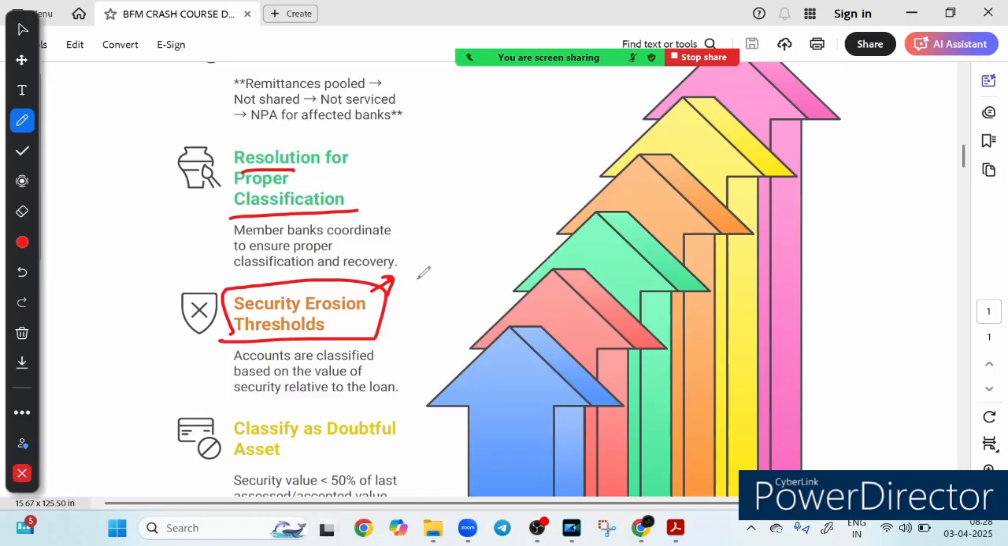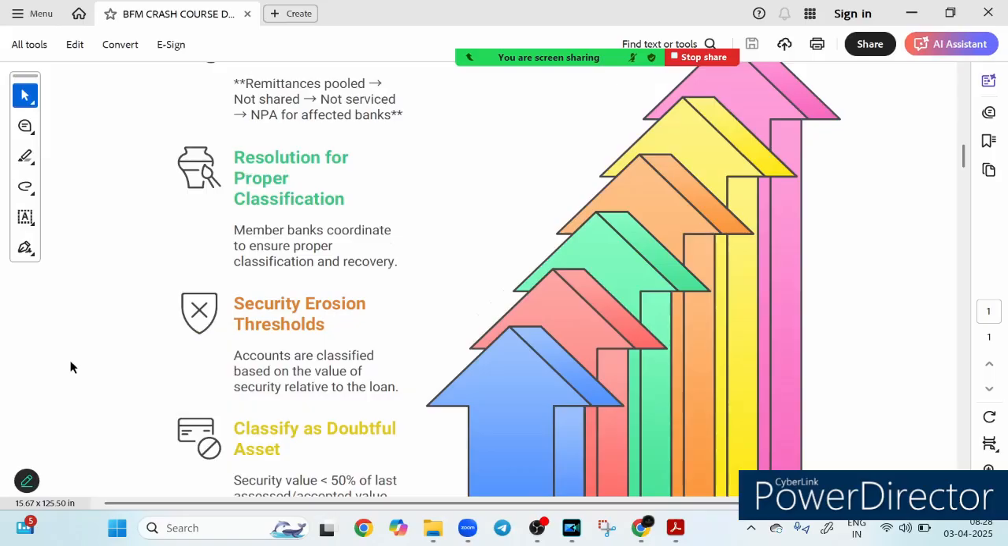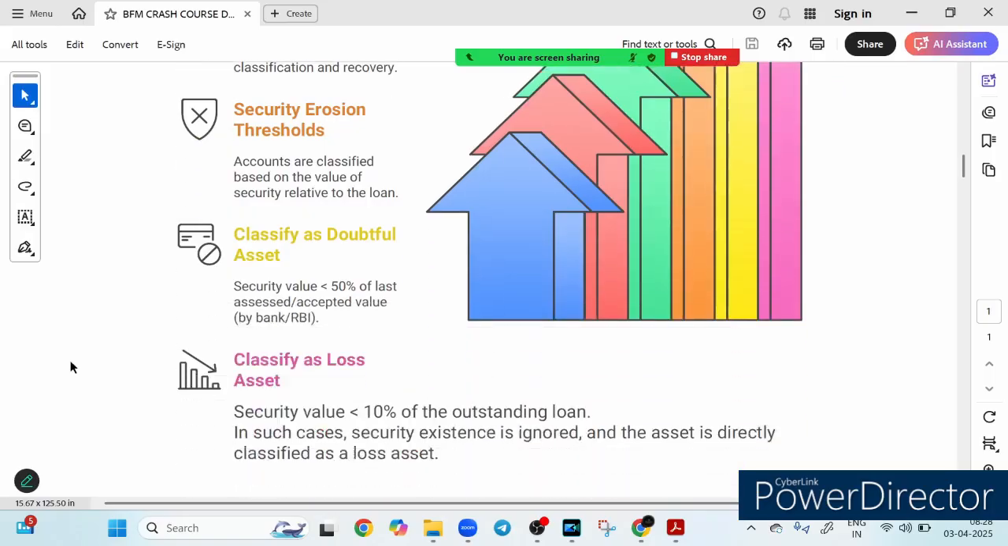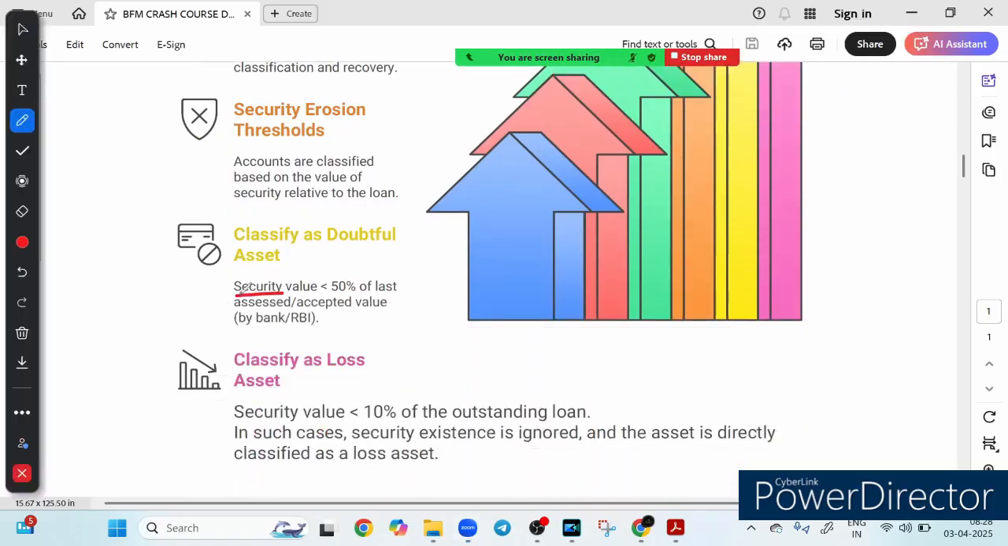And let me tell you, if the security value is less than 50% of the last assessed value, then that particular account is classified as a doubtful asset. Very, very important point. Please understand it. Super important. An account will be classified as doubtful if the security value is less than 50% of the last assessed or accepted value by the bank or RBI.